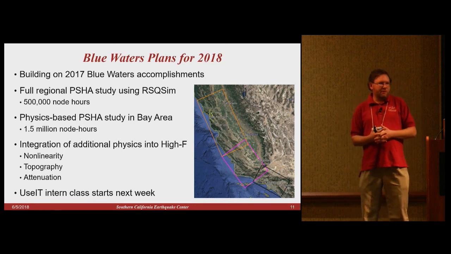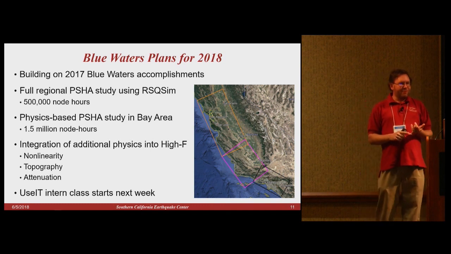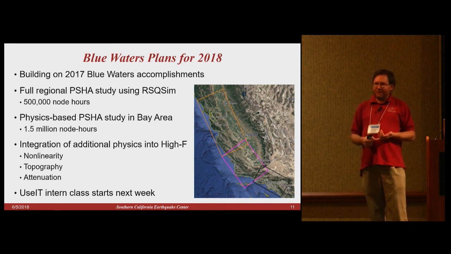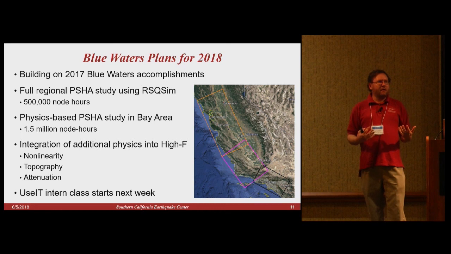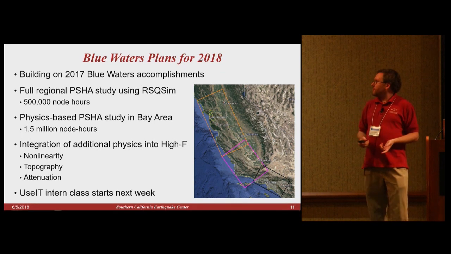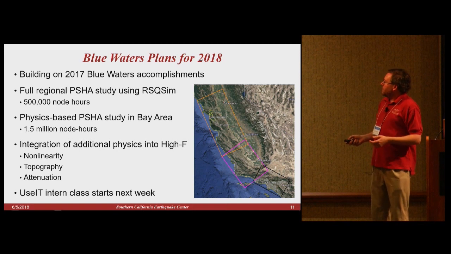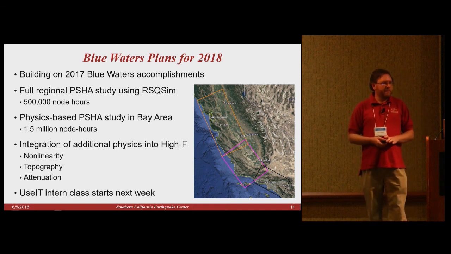So where are we going from here? We have a lot of things in mind. Of course, it seems like there's always more to do than there are people to do them. One thing we're interested in doing, as I mentioned earlier, is a full PSHA study using the catalogs that RSQSim produces. We're planning to do that in the Southern California area and the black box down here. The estimate for that will be about 500,000 node hours on Blue Waters.